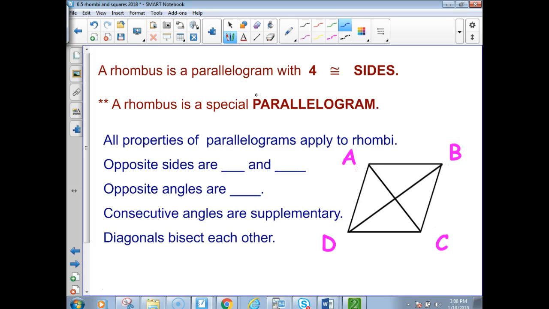Oh, yes, you have to fill in that a rhombus is a quadrilateral with 4 congruent sides. All the properties of the parallelogram apply to the rhombus. The opposite sides are parallel and congruent, and opposite angles are congruent. The diagonals bisect each other, and in addition, each diagonal of a rhombus also bisects a pair of opposite angles. Now, I'll add that in just a moment.